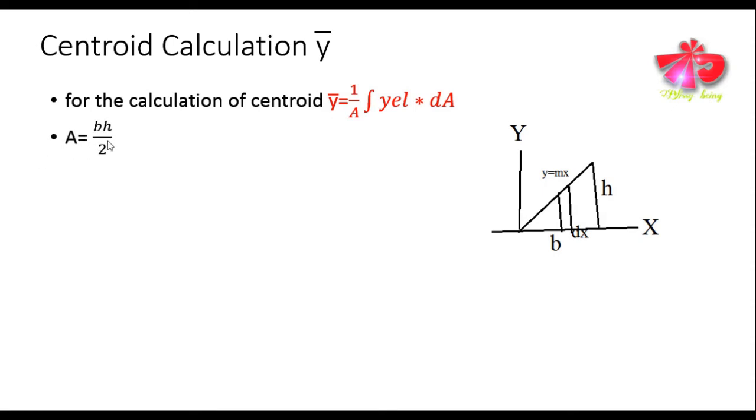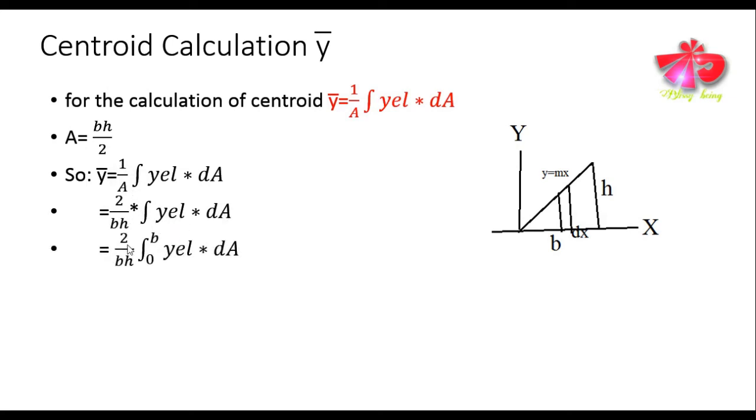Again we know that the area of this plane figure will be bh by 2, so we substitute this in the formula y bar equals 1 by A integration of y elemental times dA. We substitute the value of area as 2 by bh and write down the other expressions, and here we put the limit. Again we have this elemental strip along the x direction, so our limit will be from 0 to b, and we need to calculate y elemental and dA.